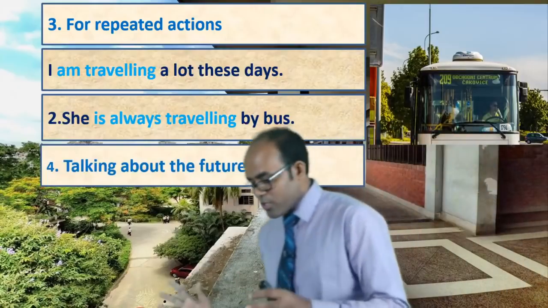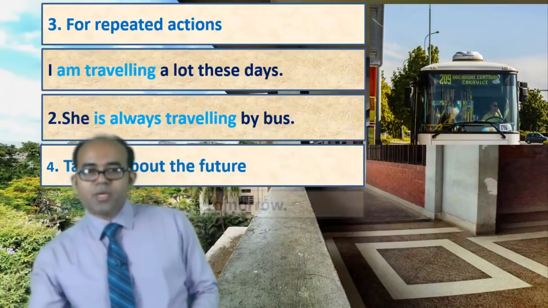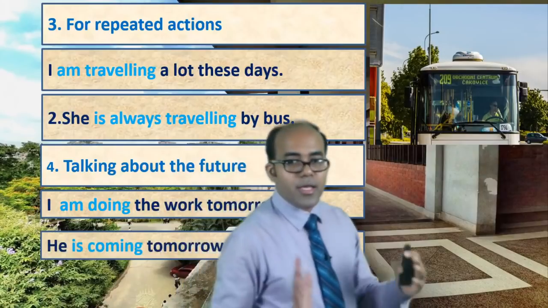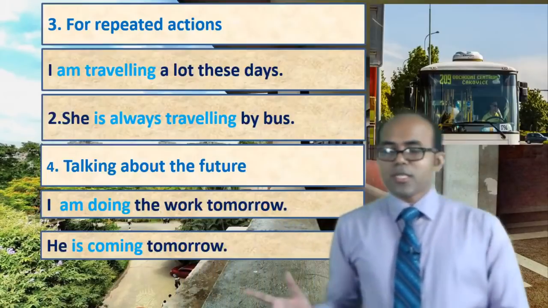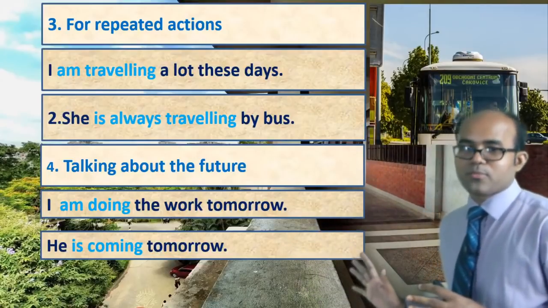Talk about future action. তুমি বললে আমি কালকে যাচ্ছি, আমি কালকে পড়তেছি, কালকে দেখবো, কালকে কথা হবে। See again continuous tense: I'm doing the work tomorrow. He's coming tomorrow. See, for future action, we can also use present progressive tense.